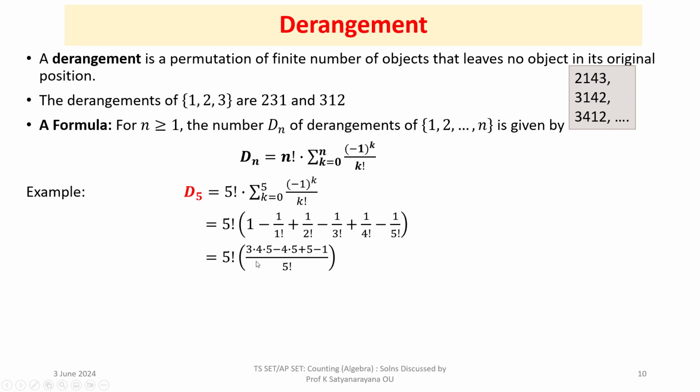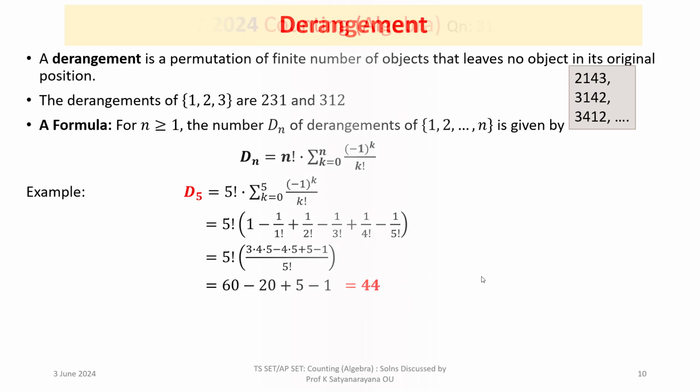you get 3 into 4 into 5, here 4 into 5, here you will get 5, here you will get minus 1. So 5 factorial cancels, and you will get 60 minus 20 plus 5 minus 1. When you simplify, you will get 44. So the D5 answer is 44. And this is required for me. That is why I have calculated this example here.